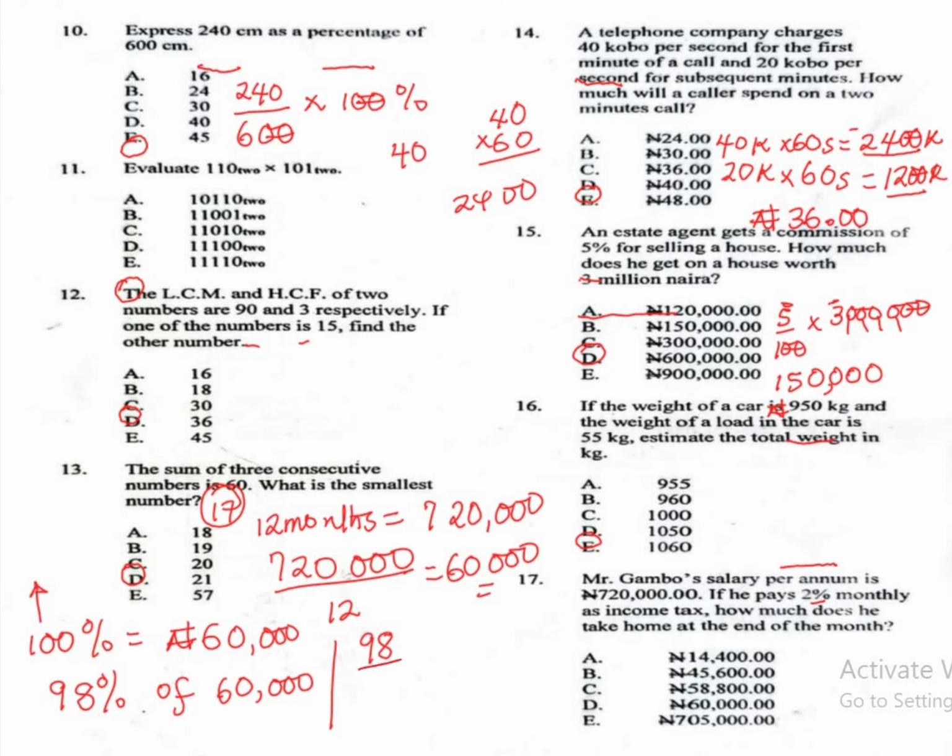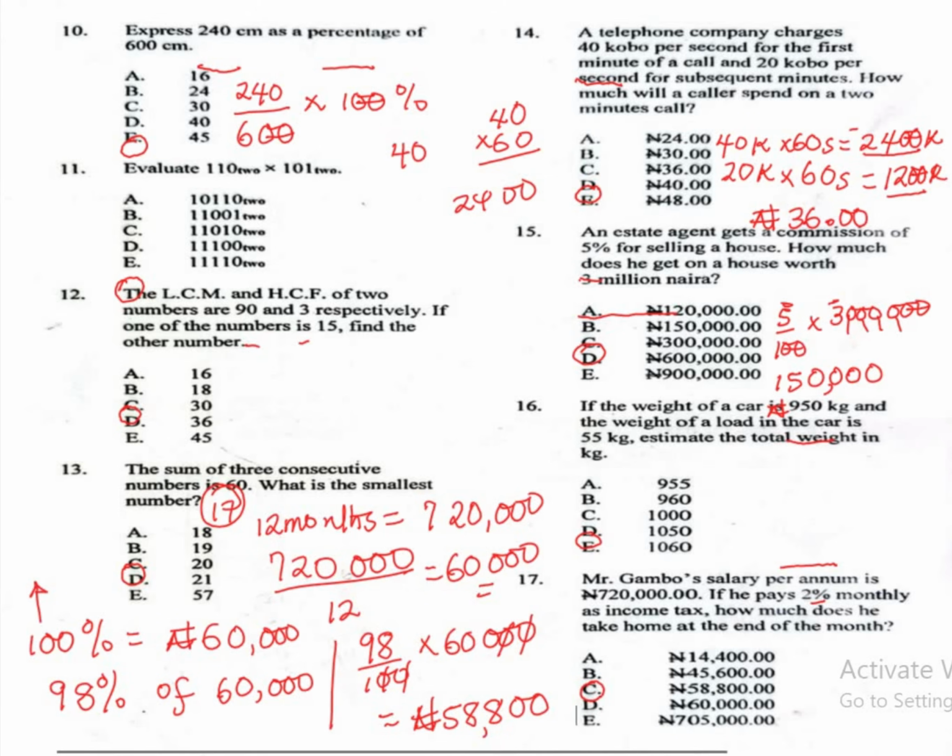98% is the same as saying 98 over 100 times 60,000. The zeros cancel. 98 times 600 will give me 58,800. That is 58,800 naira. That is what he earns in a month after tax.